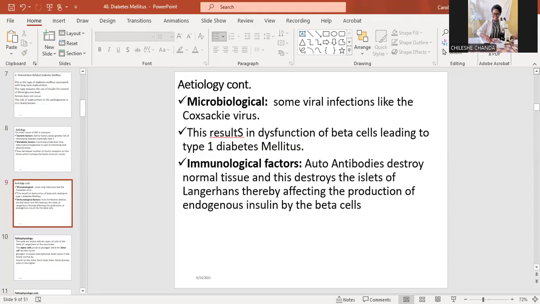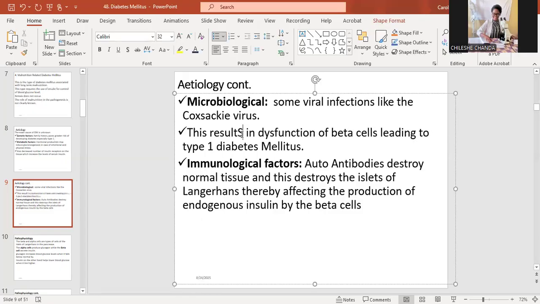Microbiological factors such as viral infections like Coxsackie virus. So the infection with the Coxsackie virus may predispose somebody to having diabetes mellitus, and this one will result in the dysfunction of beta cells, and so the patient may end up developing type 1 diabetes mellitus, where the pancreas is unable to produce any insulin at all.